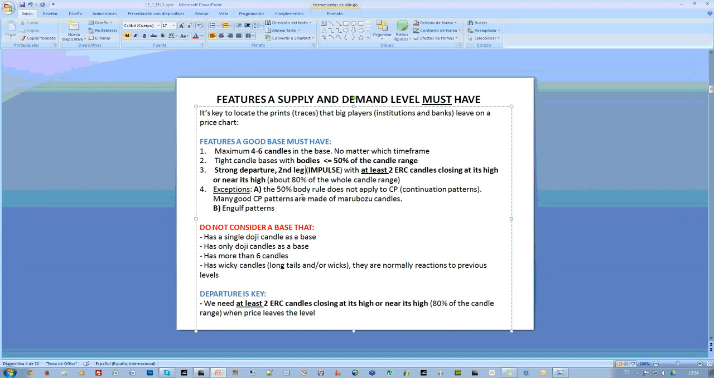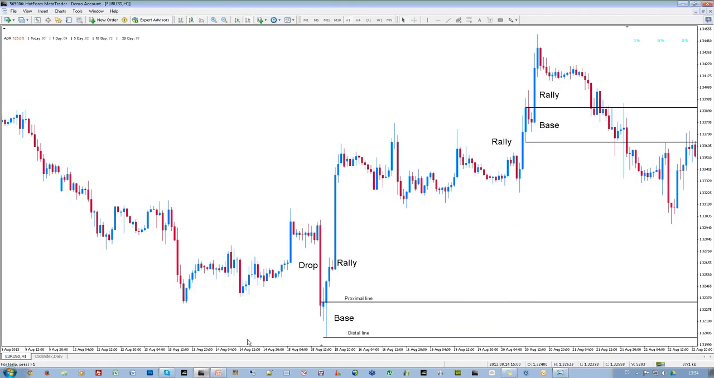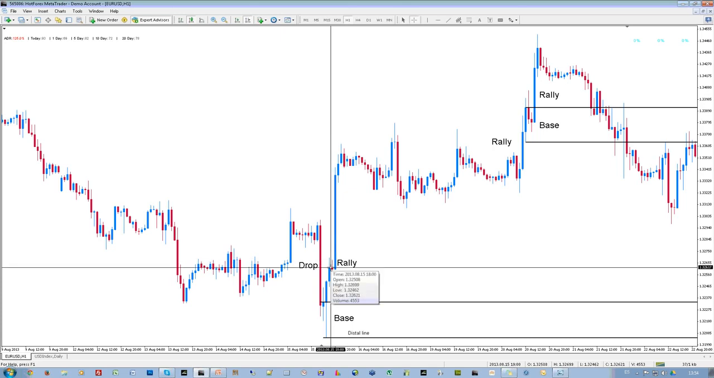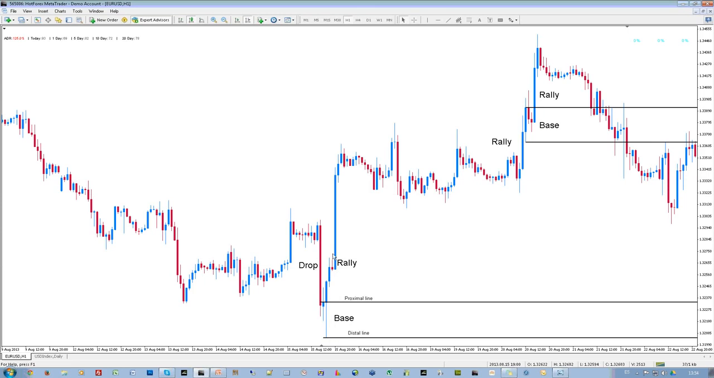the second leg, the impulse, okay, we want at least 2 ERC, extended range candles, closing at their high or near their high, which is about 80% of the whole candle range. So again, if we look at the chart, we want the candles in that rally, the second leg in the case of this demand area, to close at almost 80% of the candle high. So this one closes, for example, this one closes as well. So we have like 2 candles, 2 or more, 3 candles.